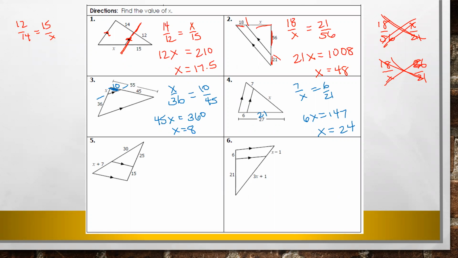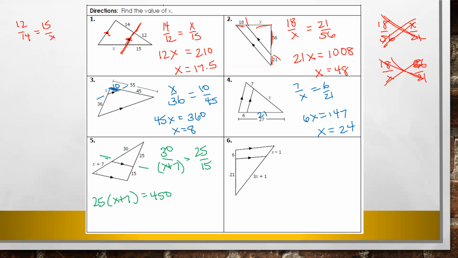So in number 5, think of that parallel line as your fraction bar. 30 over x plus 7 equals 25 over 15. And remember, as soon as you see an expression, you're going to put parentheses around it so you don't forget to distribute. So we'll have 25 times (x plus 7) equals 30 times 15. And 30 times 15 is 450.